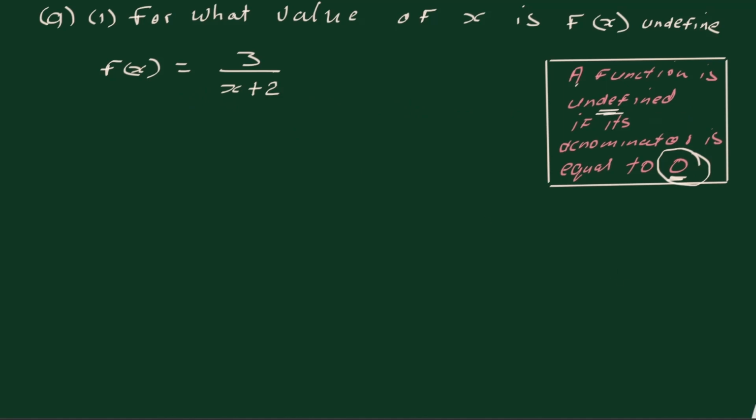Now, to make this function undefined, the denominator must be equal to 0. So in order to find the value of x when the function is undefined, we need to take the denominator, x plus 2, set it equal to 0, and solve for x. So in this case, x equals -2. Therefore, for the function to be undefined, the x value has to be -2.